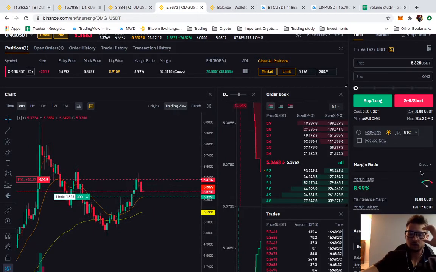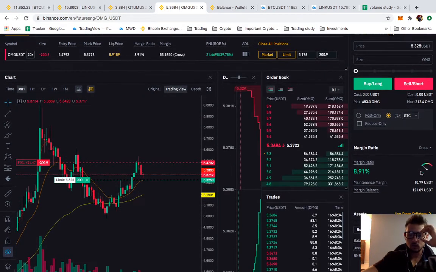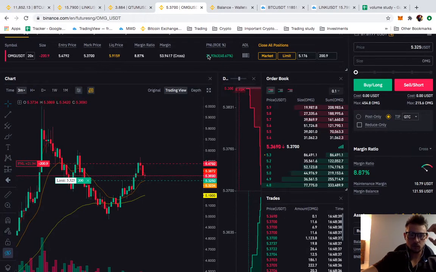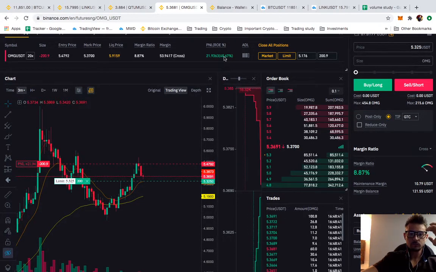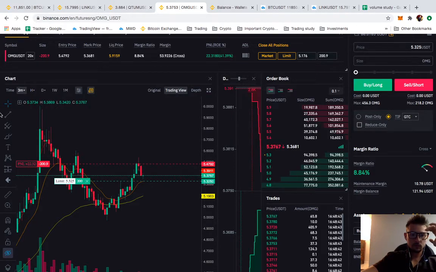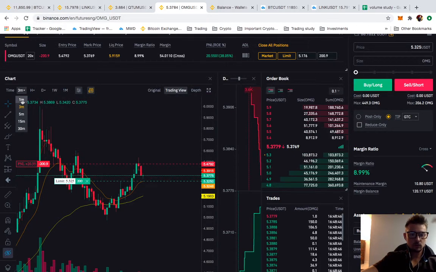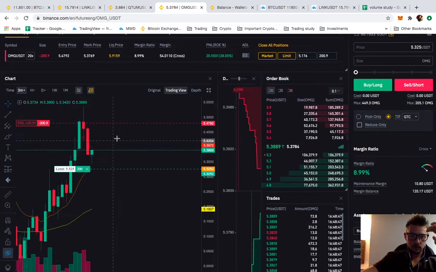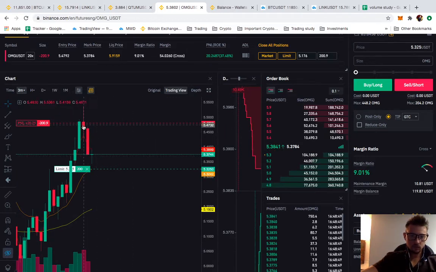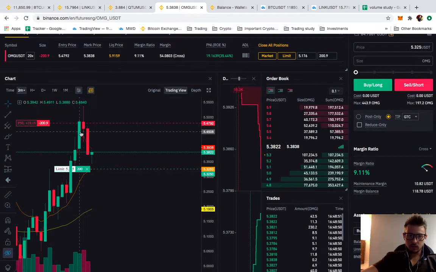Hopefully we can get filled here before the video gets too long. I don't want to waste your time. So I'm up like $21 right now. Prices seem like it's coming back up. I don't use the 1 minute chart, and it seems like 1, 2, 3, 4. The stop loss is going to be right here.